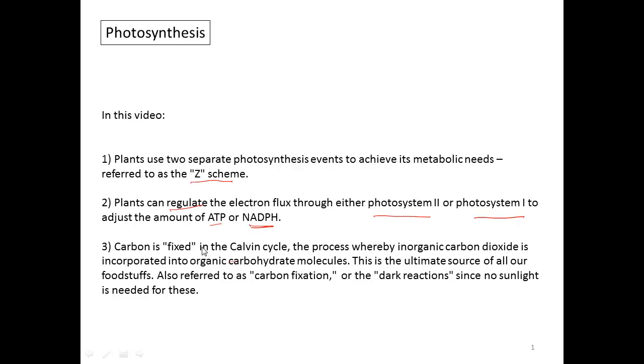And then we'll conclude with a talk about these very important reactions in the Calvin cycle in which carbon dioxide is fixed. And this is the source of almost all organic materials on the planet. These carbon fixation reactions are also referred to as the dark reactions since no sunlight is needed for these processes. They do occur during daytime.